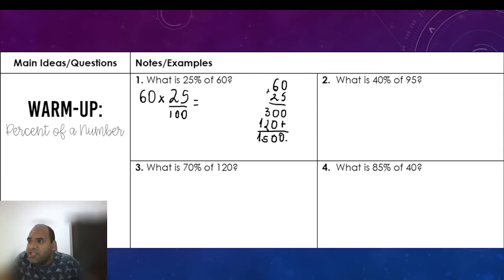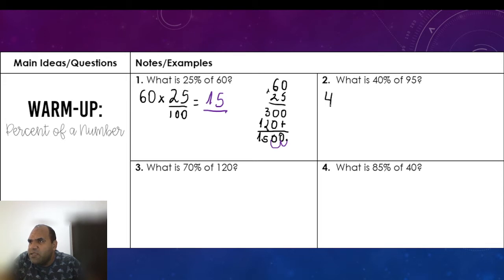Divided by 100, guys, what does it mean? It means my decimal will walk 2 places. Remember, guys, we are walking 2 place values here. Let's walk 1 and 2. My percent, my quantity of this, it is 15. Oh, mister, so easy. Yes, it's very easy, guys. Very easy.